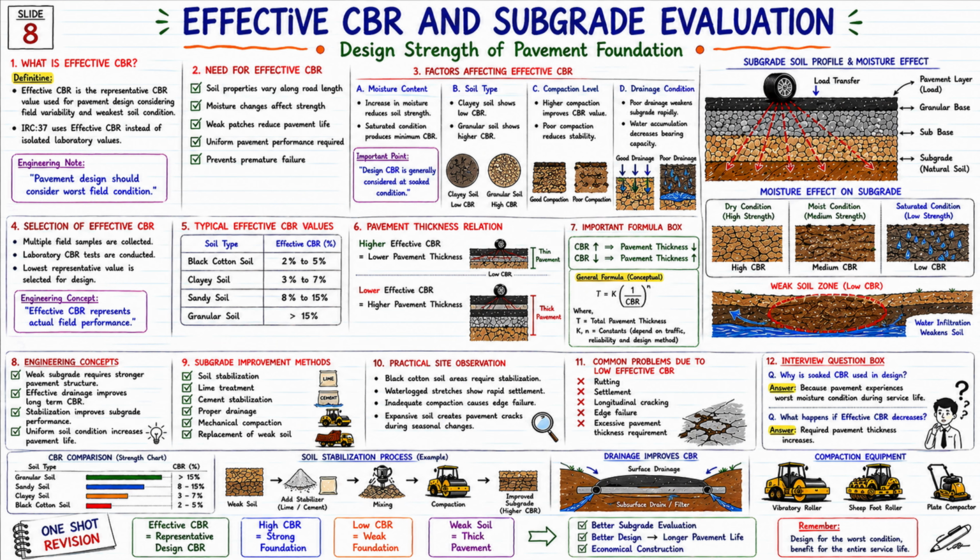Now let us look at the 10th topic. Practical site observation. Black cotton soil areas require stabilization. Waterlogged stretches show rapid settlement. Inadequate compaction causes edge failure. Expansive soil creates pavement cracks during seasonal changes.